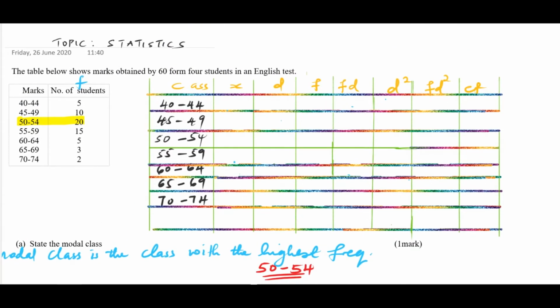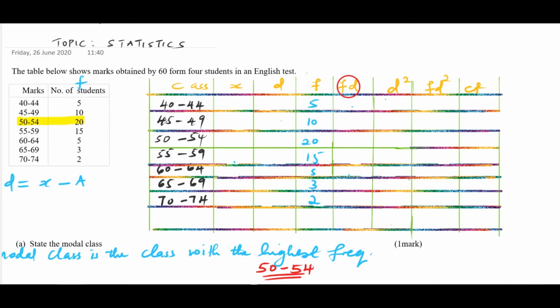So ensure you draw something like this table. I drew it earlier to save time. So fd, this is the column that we are interested in. We already have f. F is the frequency: 5, 10, 20, 15, 5, 3, and 2. So to get the deviation column, we get that by x subtract the assumed mean.